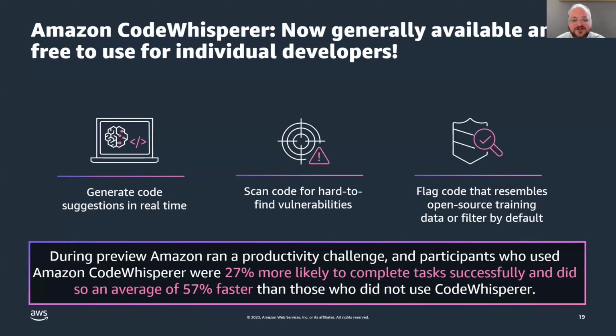But it's a generative AI based service that generates code suggestions for you in real time, helps you identify vulnerabilities that may be tricky to find, and will even flag code that resembles open source training data by default. And so one thing I wanted to call out here is that during the preview of this service, Amazon ran a productivity challenge and found that the participants who used CodeWhisperer were 27% more likely to successfully complete tasks. And they did so an average of 57% faster than those who didn't use CodeWhisperer. So there are some significant measurable benefits to using a service like this for your development.